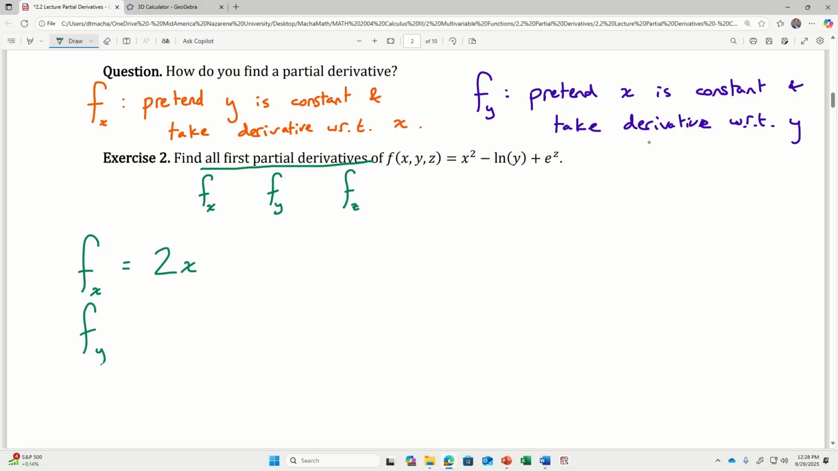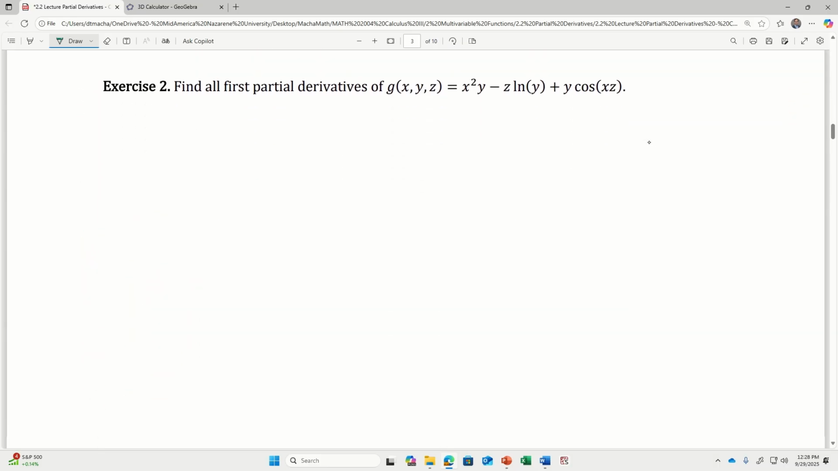What is my partial with respect to y? Yep. Negative 1 over y. Because we're pretending that x and z are just constants. And then what is my partial with respect to z? E to the z, because we just pretend that x and y are constants. Super easy, right? Yeah, it's not too bad.